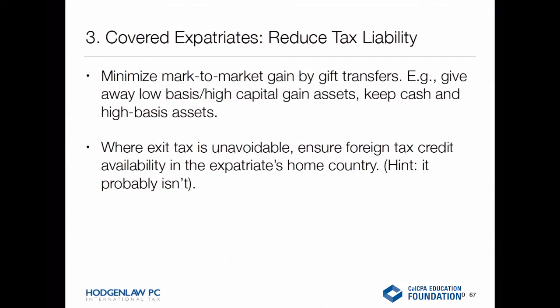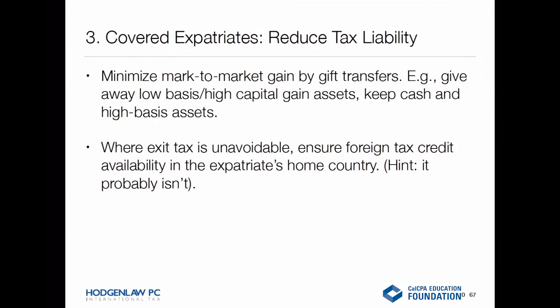So, and then for covered expatriates, what they want to do essentially is reduce their tax liability. They can minimize their mark-to-market gain by making gifts. In other words, they would give away low basis, high capital gain assets and then keep the cash and high basis assets. So they would keep the assets with the lowest built-in gains. So maybe that $725,000 exclusion that's available to covered expatriates, maybe they can keep their total gains below that amount, and then they wouldn't have to pay exit tax.